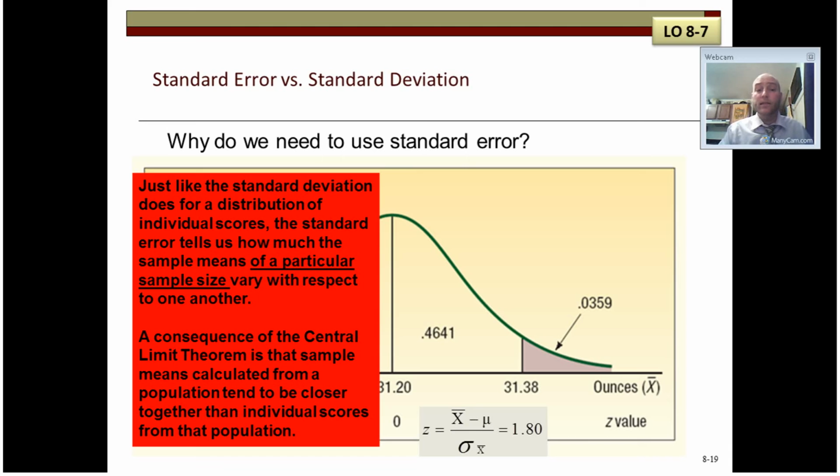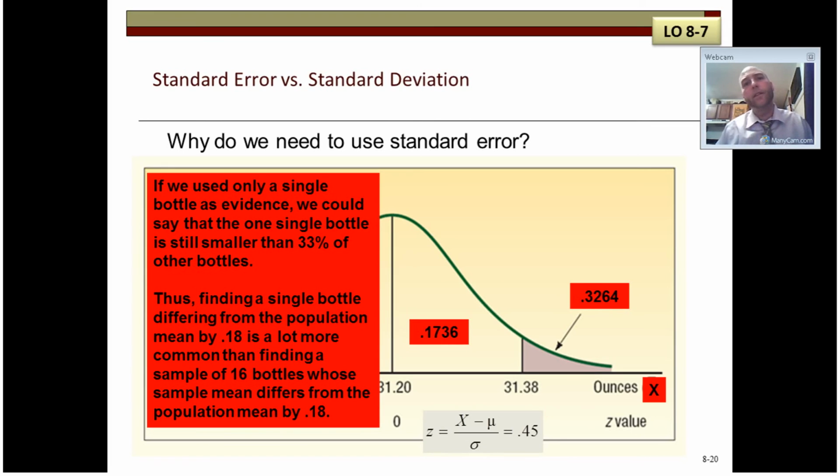This is a consequence of the central limit theorem. The sample means calculated from a population tend to be closer together than the individual scores from that population. Got a population, take a mean, it's going to be closer to the middle. You're not going to have anything that goes further out than the boundaries of that population. If instead of taking a sample of 16, that QA tech had said, you know what, I'm going to take one, and I'm just going to look at one bottle, we could say that the probability of a single bottle being drawn with 31.38 ounces in it is much more probable than, say, taking 16 bottles and finding a mean that's much higher.